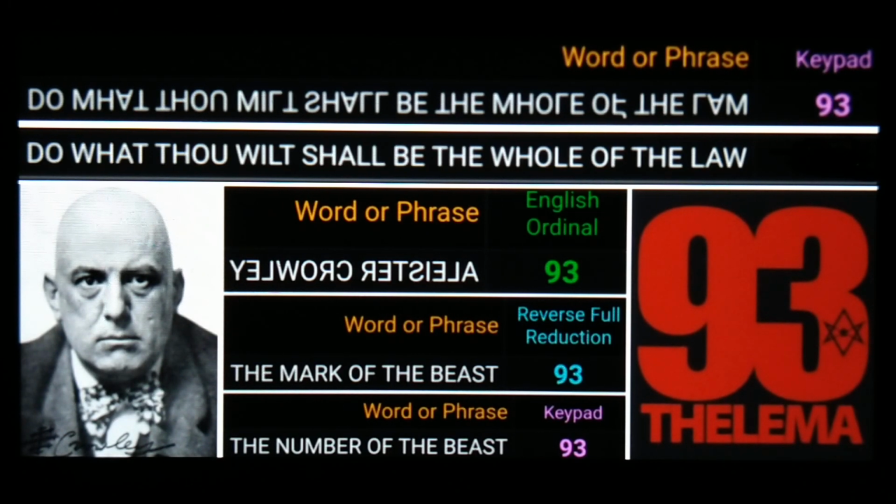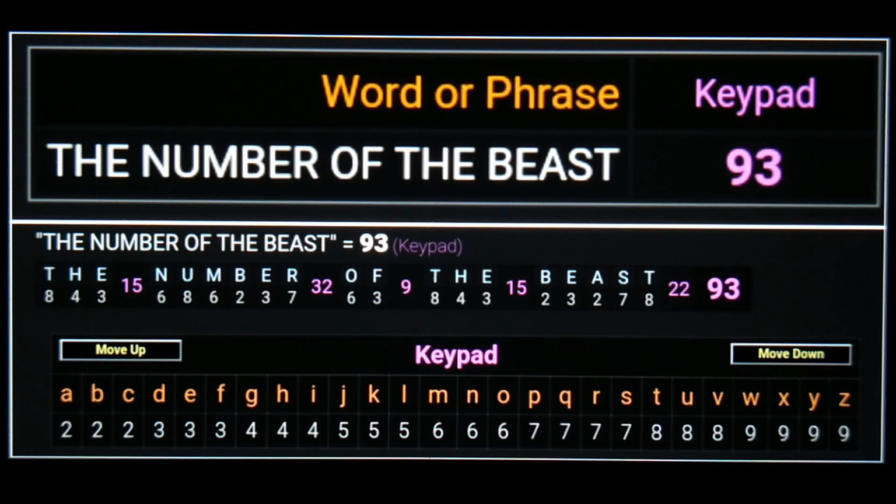So think about the number of the beast, the mark of the beast. If we use the keypad cipher of Gematria, we can get a 93 from the number of the beast. Just type it out like normal. Nothing fancy. Just type those words, the number of the beast, that equals 93 with the keypad cipher. And you can see the cipher chart below.